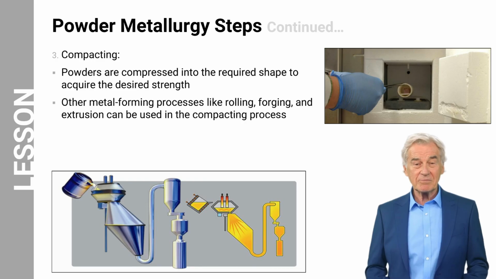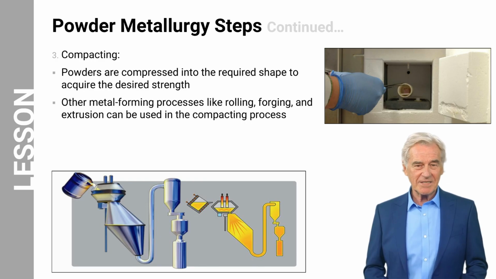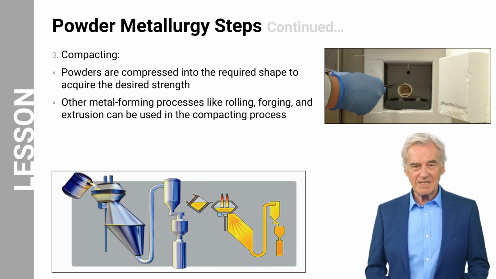The blended powders are compressed and pressed into the required shape to acquire the desired strength and compactness. Compacting is done using mechanical presses and other similar rigid tools. Other metal forming processes like rolling, forging, and extrusion discussed earlier can also be used in compacting.